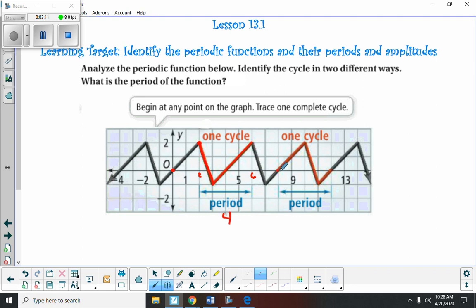Now, you could also start from right here. When you're at 0, you go up, go down to the minimum, and back to 0, and then you start over. And so that is 8 and 12. From there to there, it is also 4 units. So the period is the same.